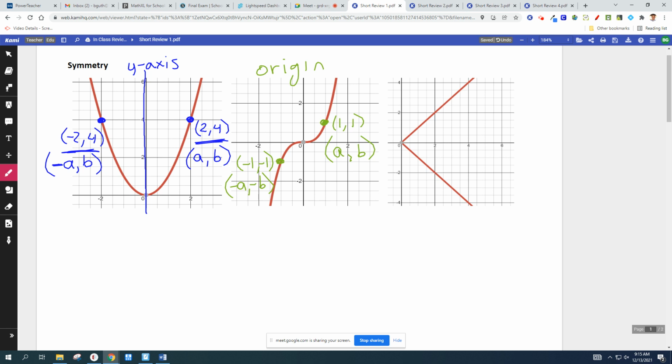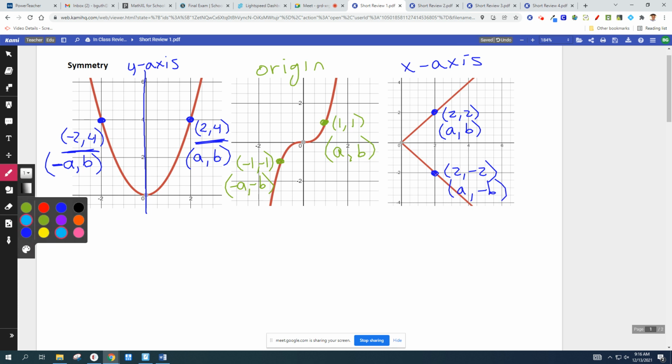And then the last one, we can tell that one has symmetry with respect to the x-axis. It's easy to tell when you're looking at the graph. This point is (2, 2). This point is (2, -2). What I always think about is, if you have x-axis symmetry, then the y-coordinate changes.